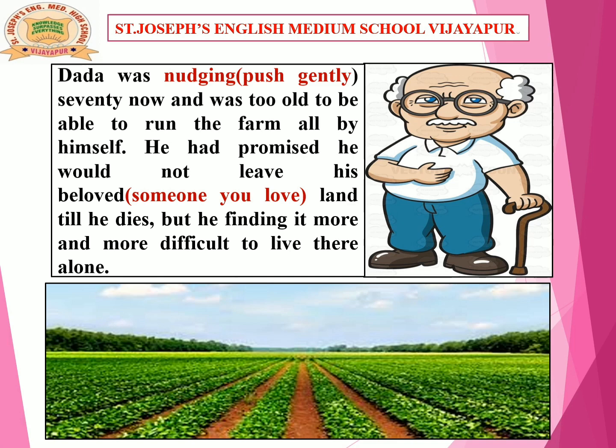Yes, why are Dada and Dadi coming to stay with them? Because Dada was 70 years old. He was too old to look after the farm all by himself. But he had promised his father or grandfather that he would not leave his land. But he found it more difficult to live there alone. He was not able to look after the farm all by himself, so he was coming to stay with Anjali's father.